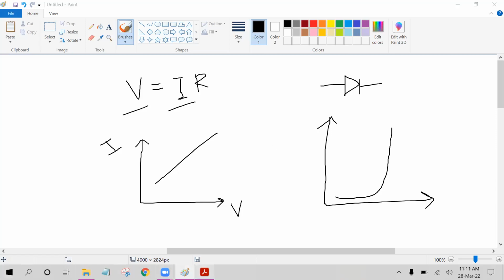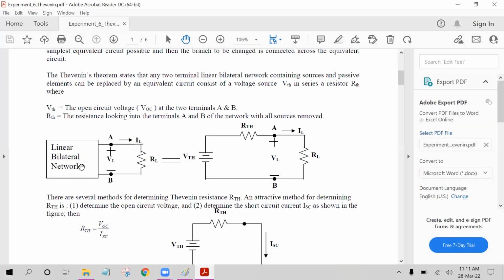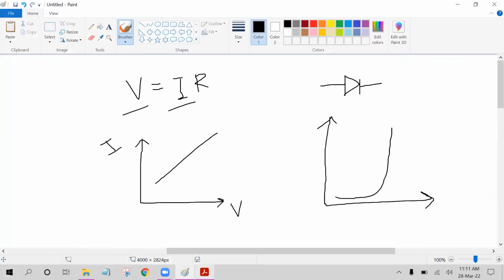Now, as we are talking about Thevenin's theorem, it is only applicable for a particular circuit where there is no nonlinear element, which means all the elements must be linear. There are two other examples of linear element. We just discussed about resistor. The other two elements are inductor and capacitor. These two elements are also linear.